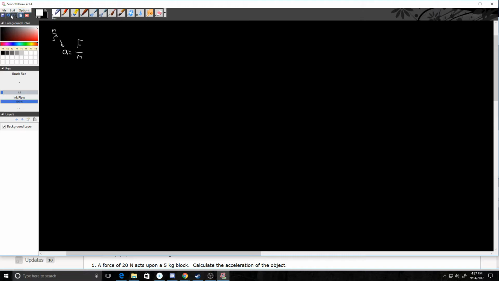Meters per second squared. Force, we're going to measure in newtons for the most part, or kilogram meters per second squared. Mass there is in kilograms.